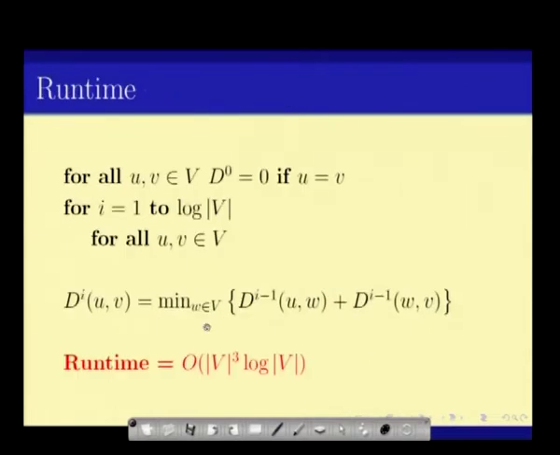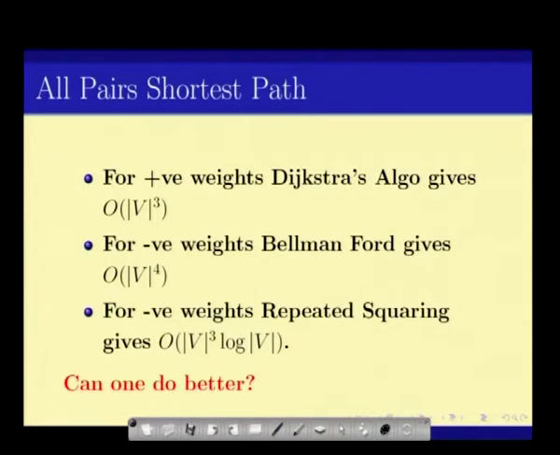The runtime is kind of easy. Every time we have to do a minimum over V objects and we have to maintain this whole V square matrix. So, we get order V cube, and I have to run it for l from 1 to log V. So, I have to go for V cube log V. So, clearly this is much better than Dijkstra's and Bellman-Ford. It can handle negative weights and can do it in order V cube log V. The question is, can we do better?